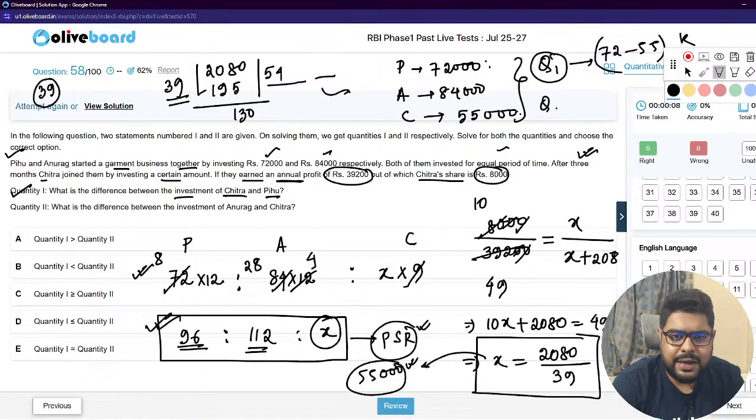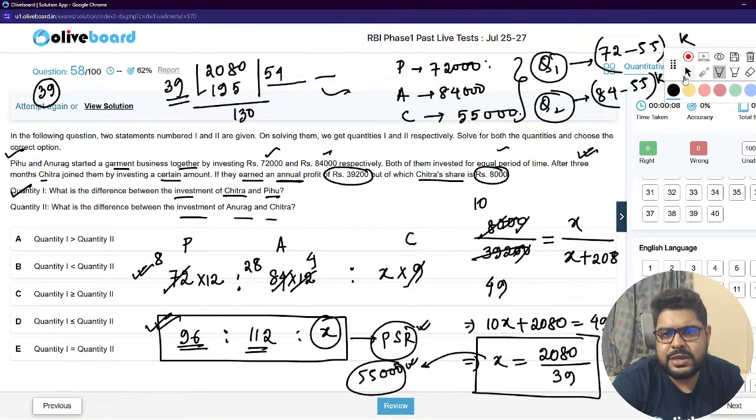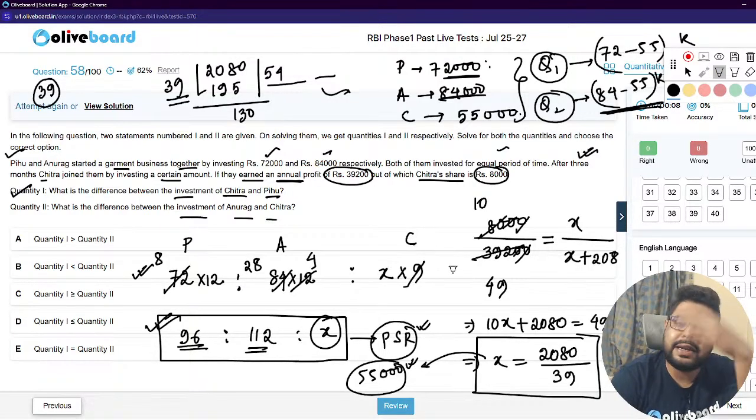And what is quantity 2, sir? Difference between Anurag and Chitra. So that will be 84 minus 55. So you see, please understand, whatever you do, Q2 is always greater because Anurag's value is greater than P.